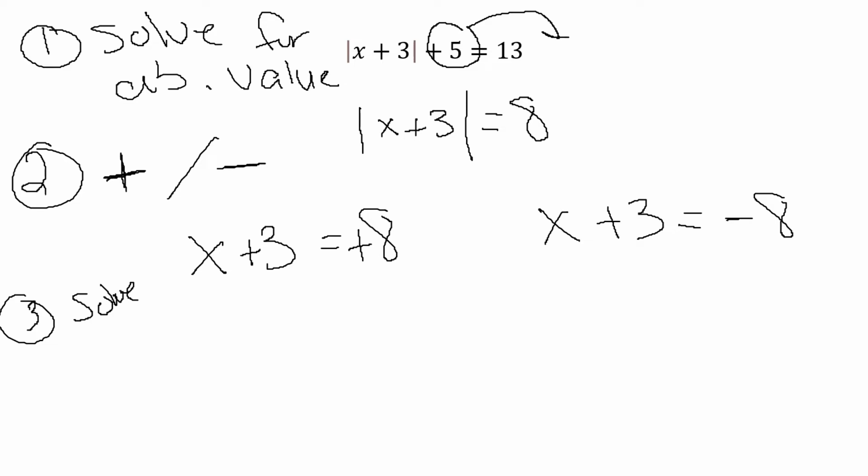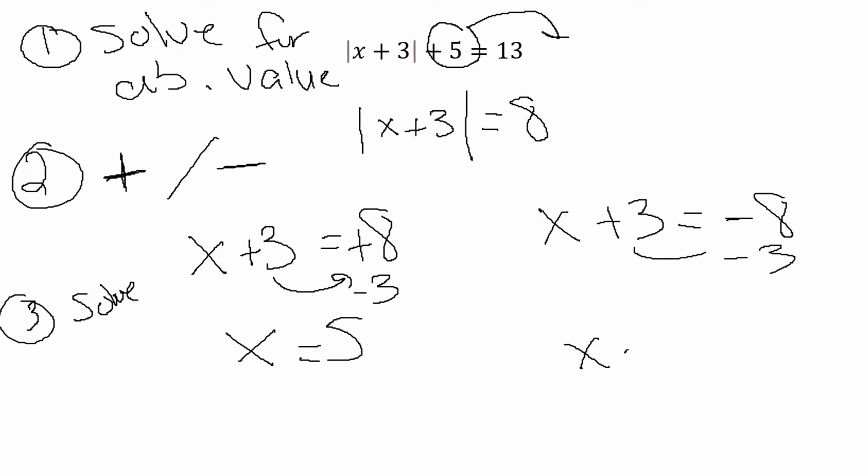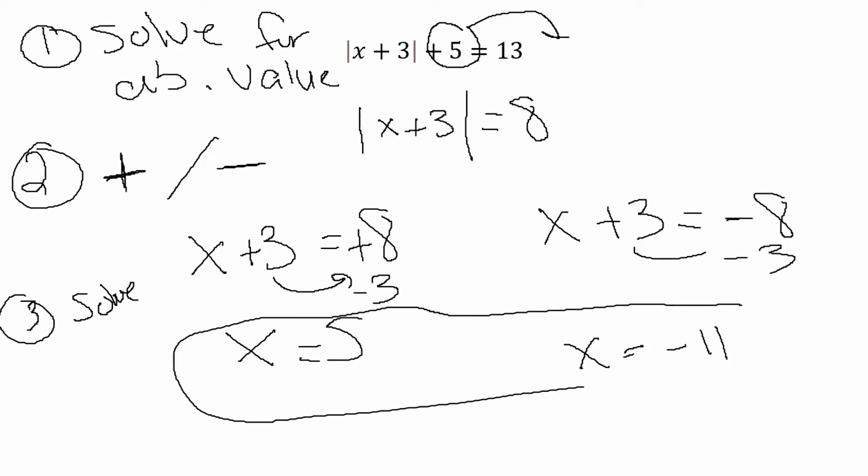Goodness gracious. Move my 3 over, and I'm at the exact same place I was before. 8 minus 3 is 5. Move this over, and that's negative 11, not whatever I put before. So I have 2 answers on this type of a problem. All right, let's do another one. But remember, solve for the absolute value, break it into a positive and a negative answer, and then just solve.